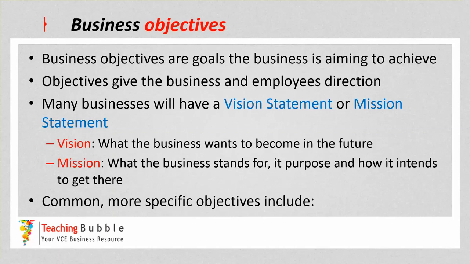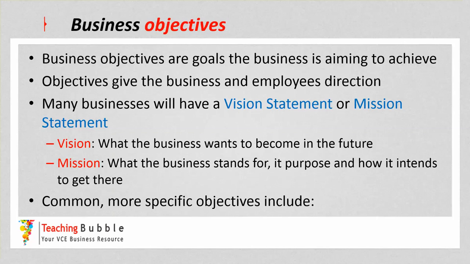Not all businesses will have these, but many of them will, which is a vision statement or a mission statement. So the vision statement is what the business wants to become in the future. So that real long-term objective of what it is that they want to become. Whereas a mission statement, still a really long-term objective, is what the business stands for, its purpose. So what's the real purpose? What are they trying to achieve? And how it intends to actually achieve that particular objective.